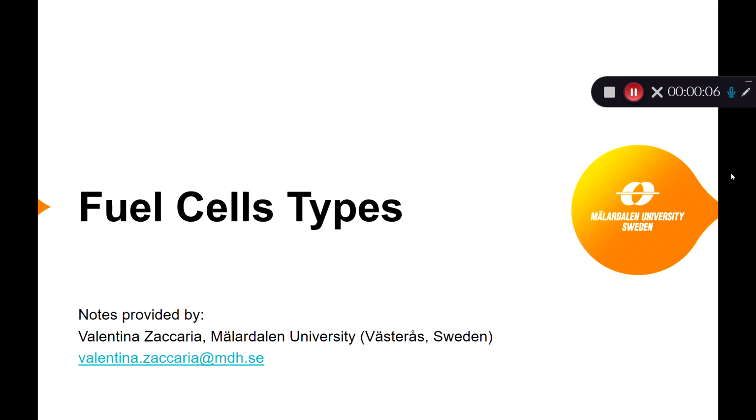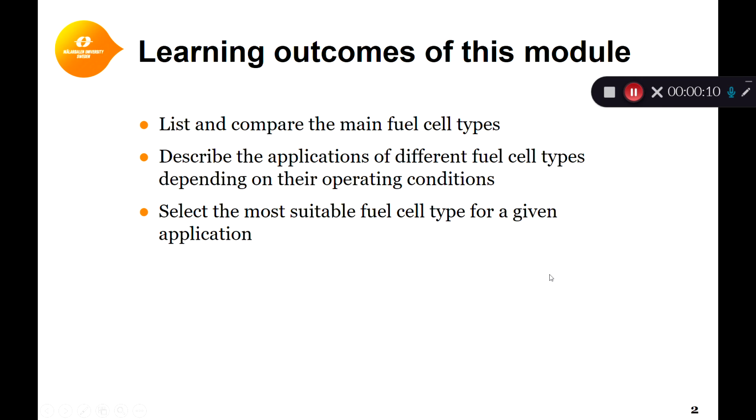Today we talk about fuel cell types. At the end of these modules, you will be able to list and compare the main fuel cell types, describe the application of different fuel cell types depending on their operating conditions, and select the most suitable fuel cell type for a given application.